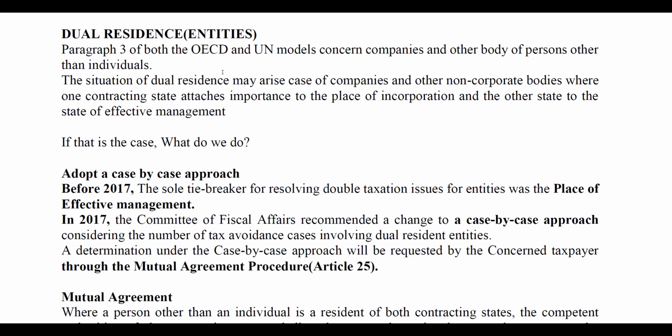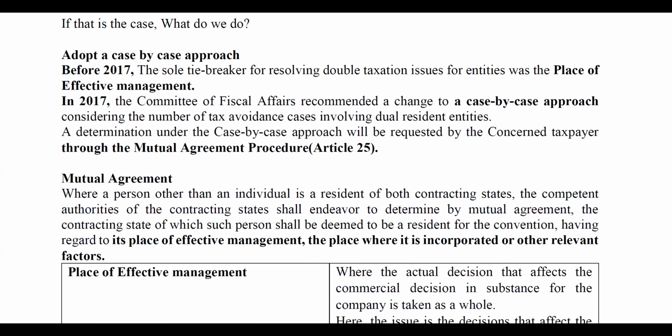The situation of dual residence may arise in the case of companies and other non-corporate bodies where one contracting state attaches importance to the place of incorporation and the other attaches importance to the state of effective management. If that is the case, what do we do? Now, before 2017, the tiebreaker rule that we use for resolving double taxation issues was the place of effective management, right? Even now, the DTAs that Ghana has with other countries, it has always been the place of effective management and still is. We have not amended the DTA. So if you use this to answer questions, they will still give you.